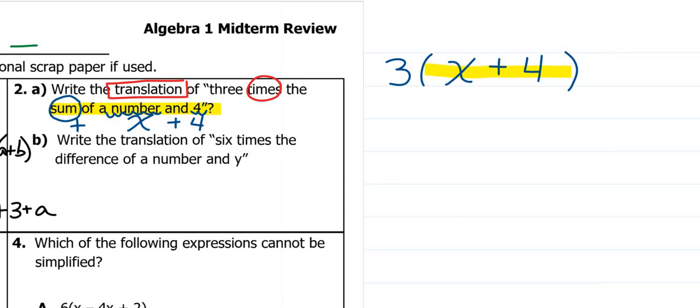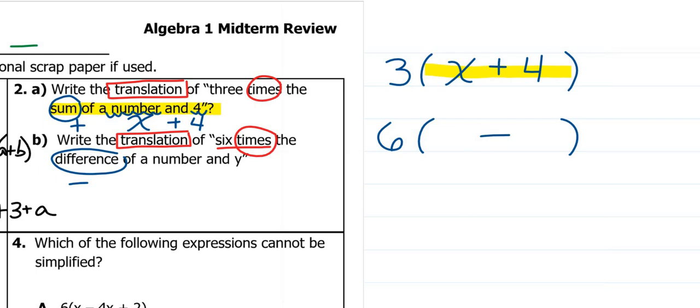Let's look at part B. Write the translation of 6 times the difference of a number and y. Okay, so again, we're doing a translation. So we're going to convert these words into an algebraic expression. Now we have 6 times something. Okay? 6 times the difference. Difference means you're going to subtract. So in the middle here, I'm going to subtract. 6 times the difference of a number and y.